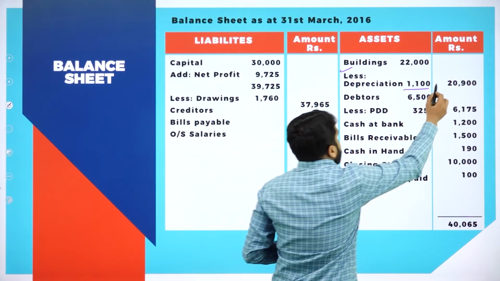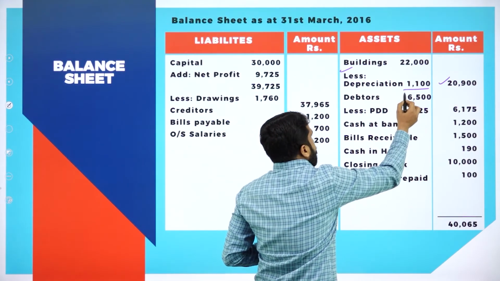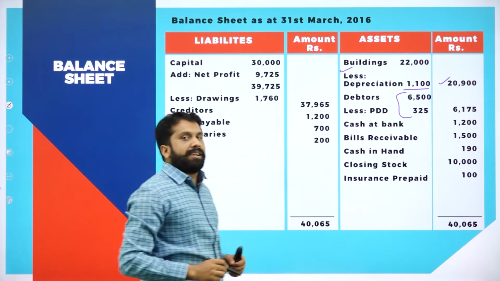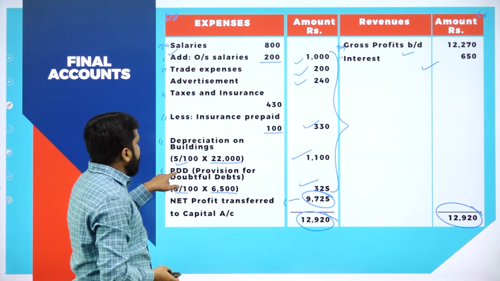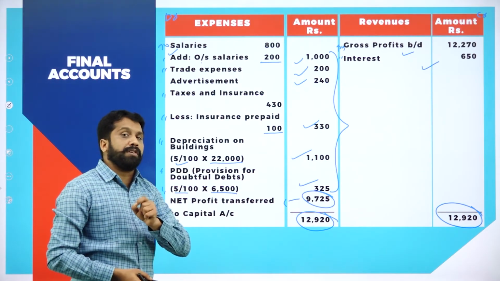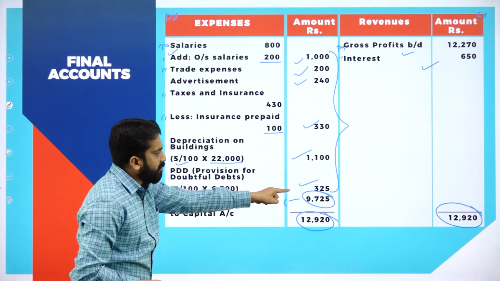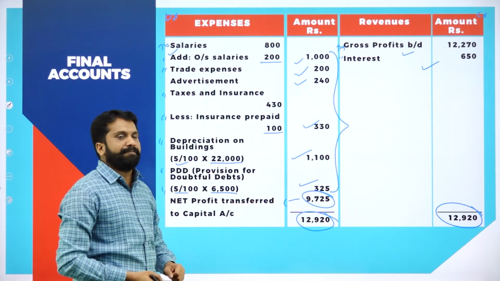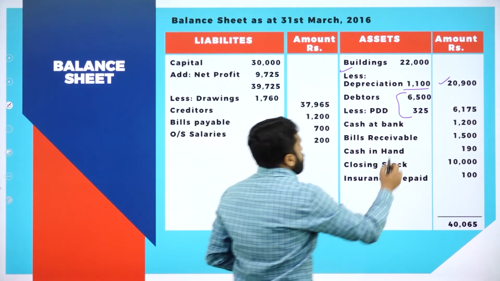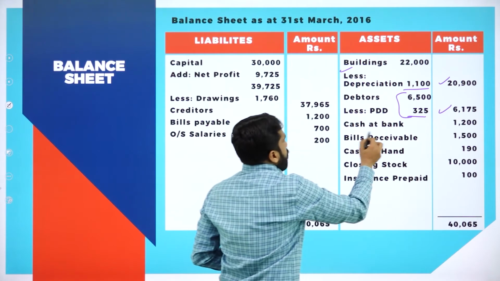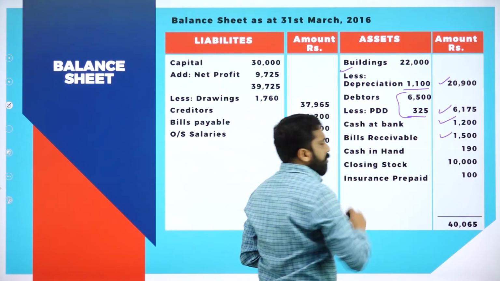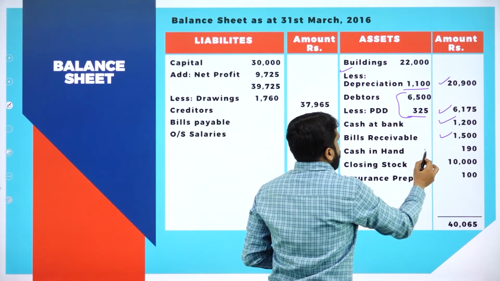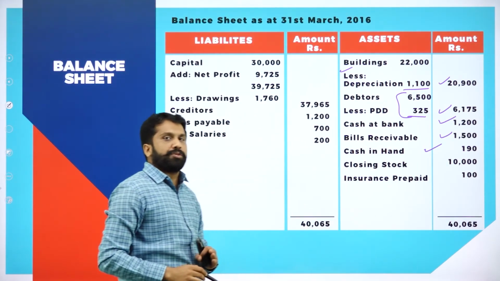So building is done. Your debtors 6,500 minus 325. How come it is 325? See your P&L, PDD, provision for doubtful debts. It is how much? 325. So this one is done. Your cash at bank, no adjustment. Bills receivable, no adjustment. Cash in hand, no adjustment.